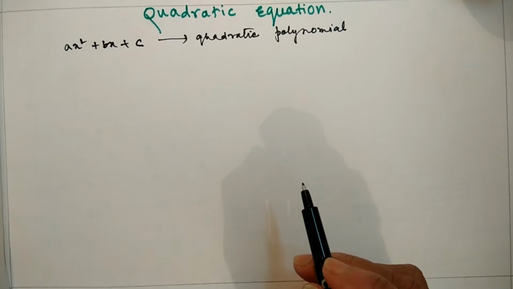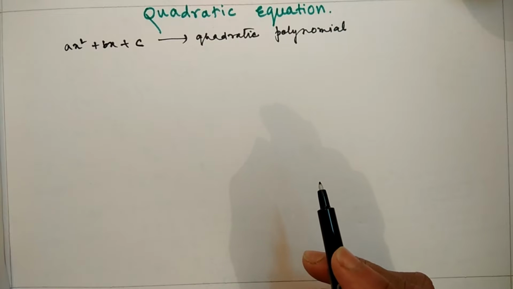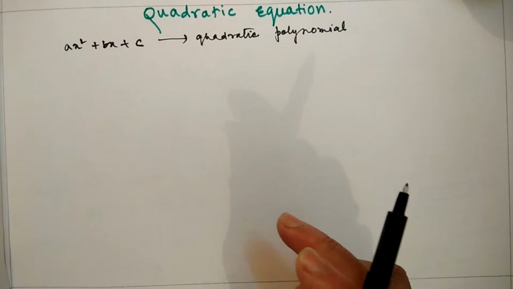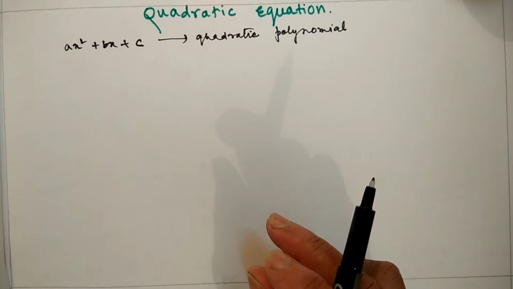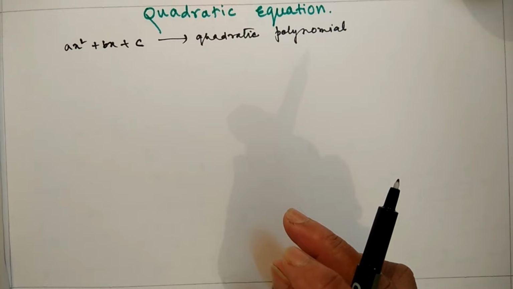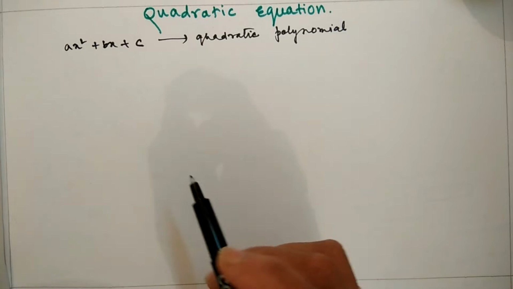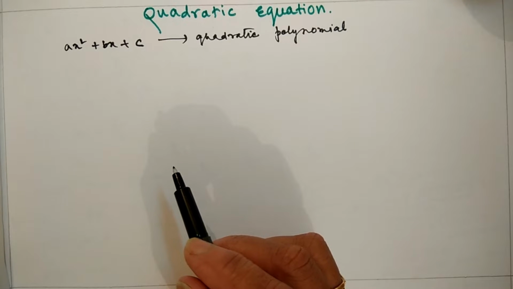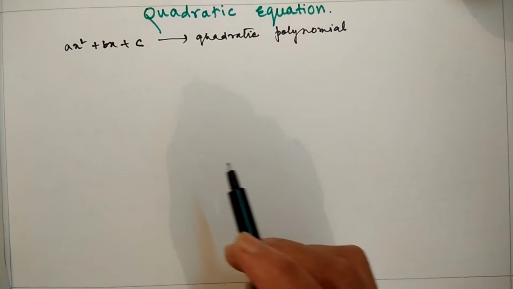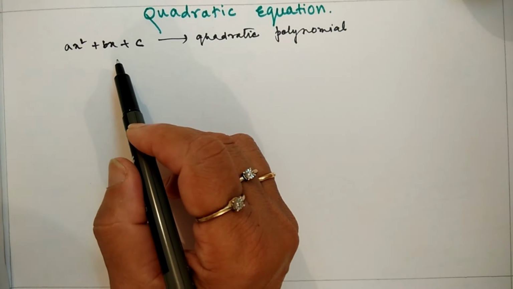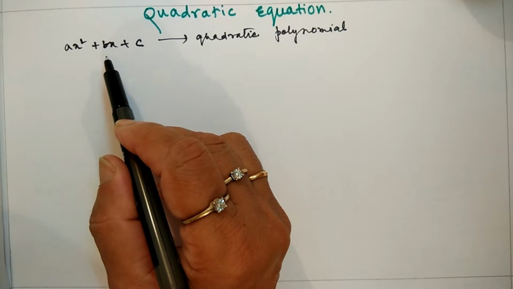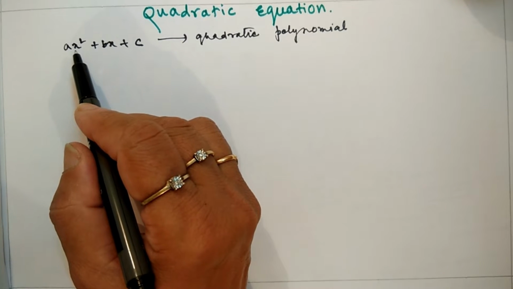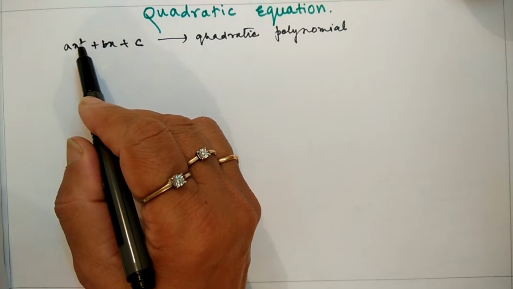What is a polynomial? A polynomial is an expression where two or more terms are there and the exponent of the variable will be a non-negative integer. So this is a polynomial, and it is a quadratic polynomial because the exponent of the variable is of second degree.